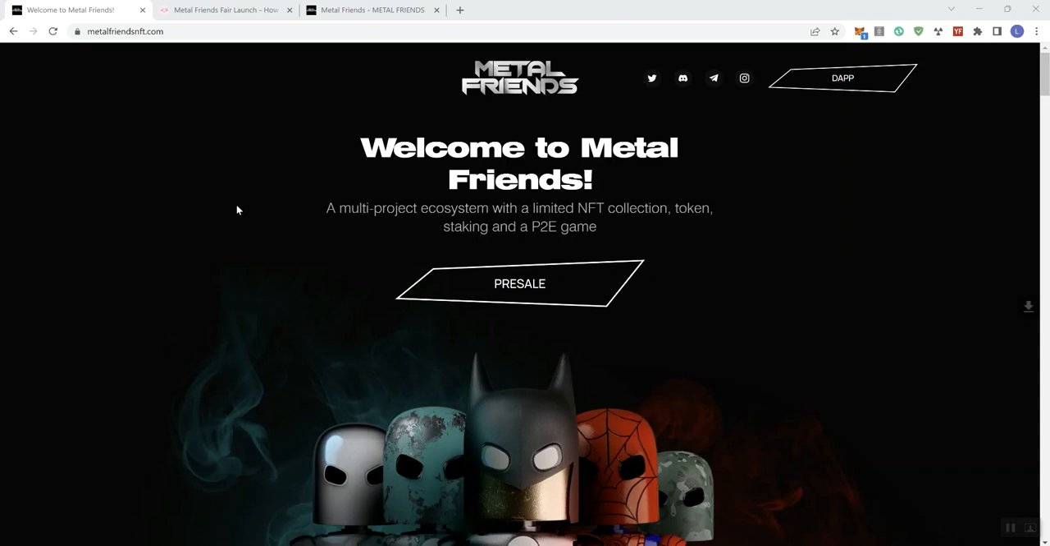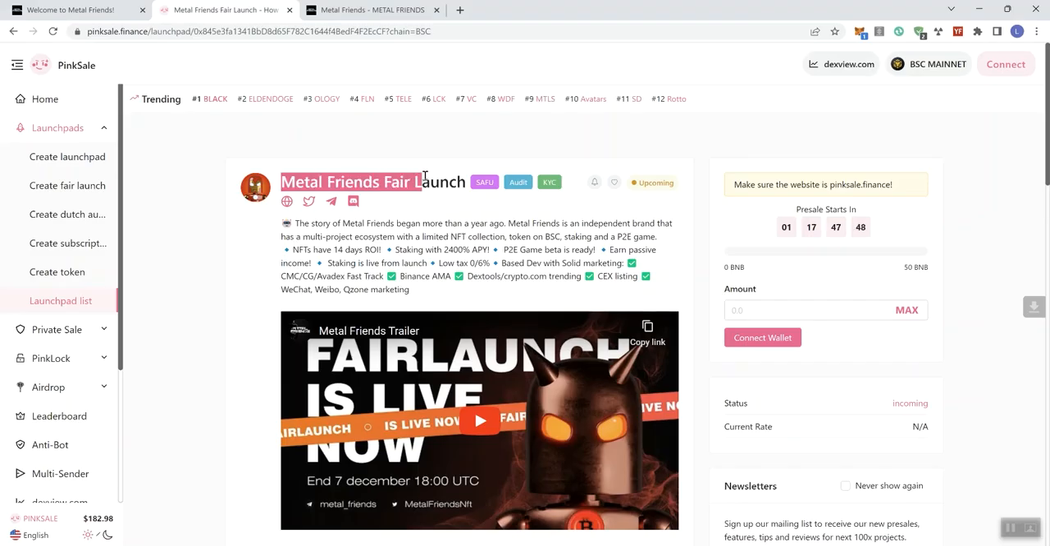So we're looking at Metal Friends. They do have a presale that's going to be coming up on Pink Sale, so we can see that this is going to be the fair launch page, with SAFU, audit, and KYC badges. As far as the audit's concerned, it did pass with issues, a medium severity issue on centralization. I'll leave you a link in regards to why you should be paying attention to centralization and why they highlight it in terms of audits.